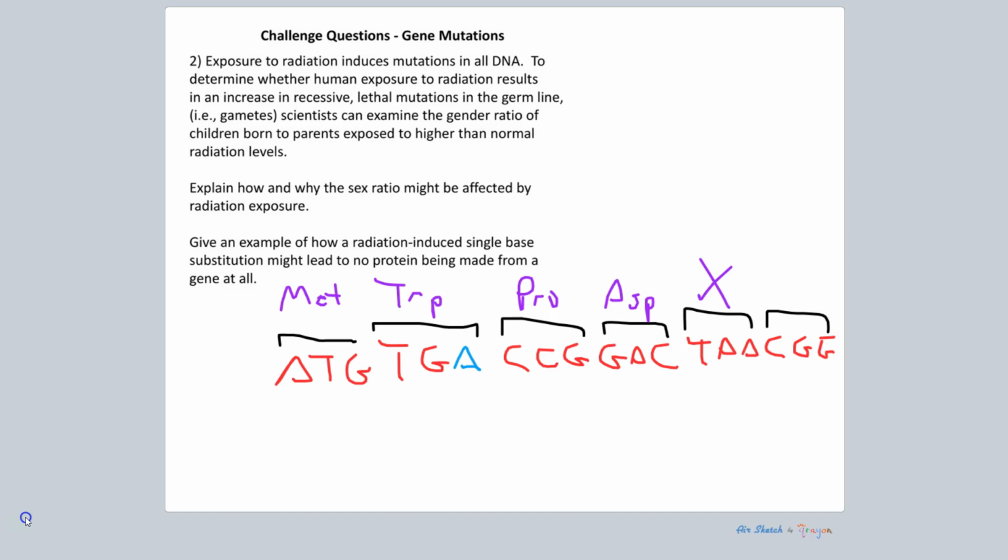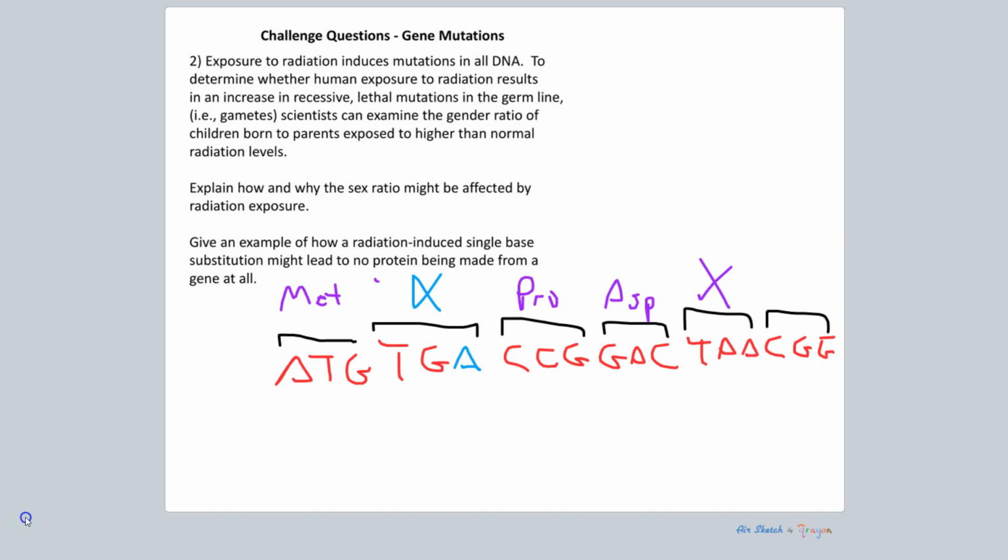Now I'll go back to my genetic code and look up what TGA codes for. And TGA actually codes for a stop codon. And so now, essentially, this protein, quote unquote, is actually a methionine only. And methionine only is not a protein. Methionine only is an amino acid. And so this is an example of how a single base substitution induced by something like radiation exposure could lead to no protein being made at all.